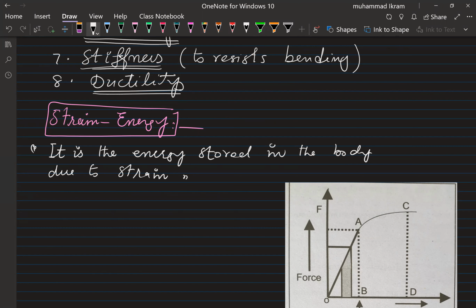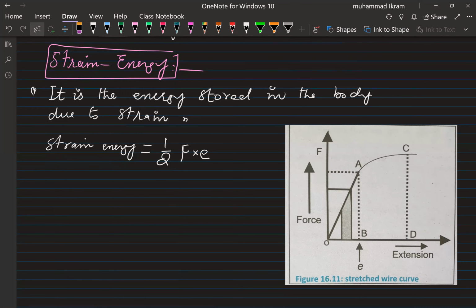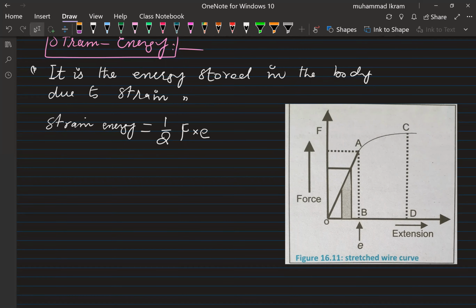Mathematically, the strain energy of the body is given by the equation: strain energy is equal to 1/2 F into e, where small e is the extension. F is the force applied, and this is the extension. So let us see how we can get to this equation.